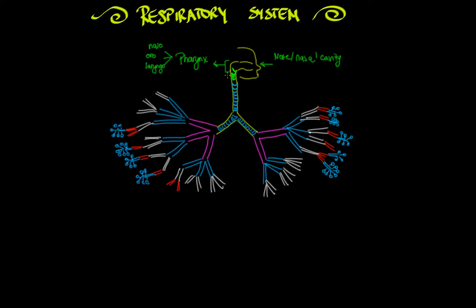Next up, we have the larynx. So the next region by which air passes is going to be the larynx. And the larynx is important because this is also known as the voice box. It contains vocal folds that will vibrate as air passes, and this is what allows you to produce sound.